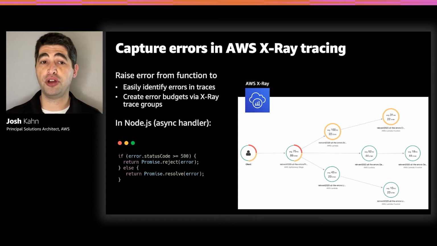One thing to note for the Node.js fans out there, if you implement your Node.js function with an asynchronous handler, you'll want to use a promise rejection in the case of the function failing, so that it shows up properly in the trace, as opposed to just raising an exception.